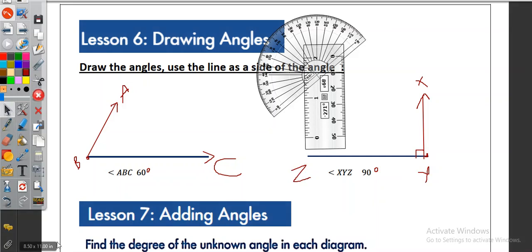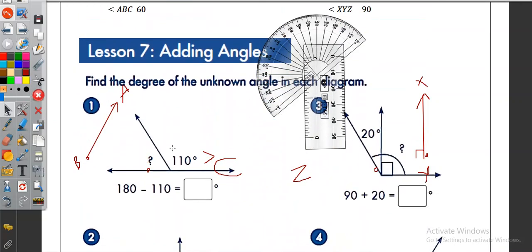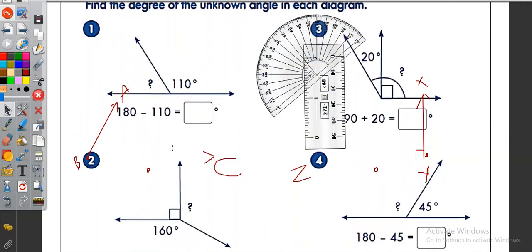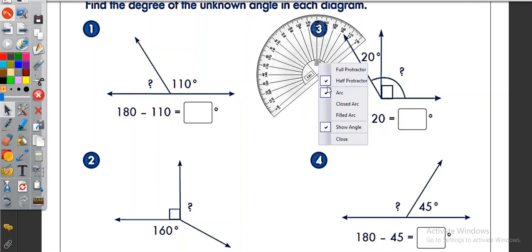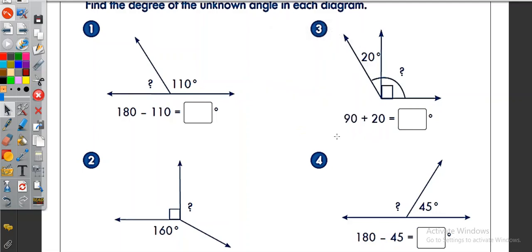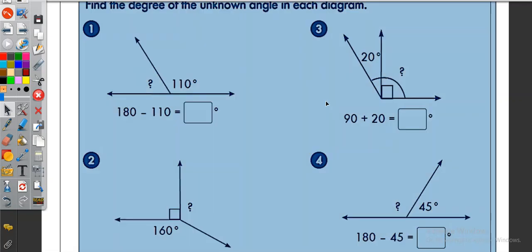Okay, now then we have adding angles. Okay, let me take those away. Close, and let me close the protractor. Now here we go. Find the degree of the unknown angle in each diagram.